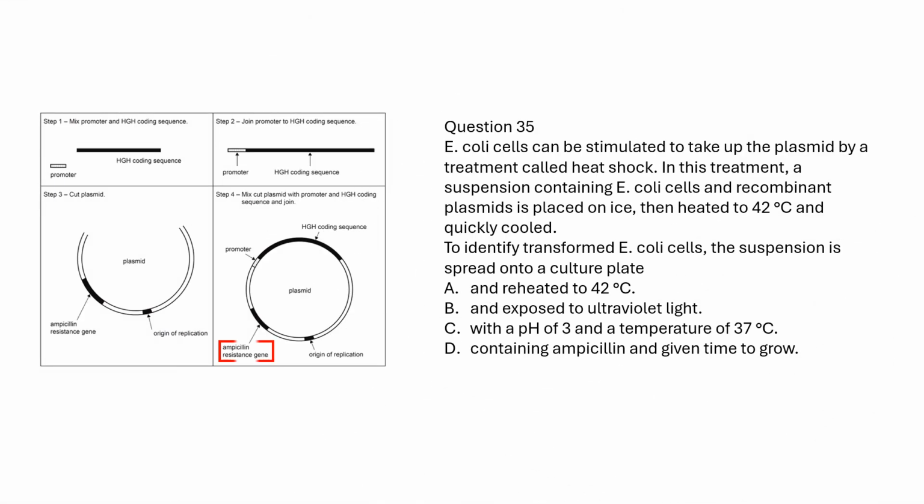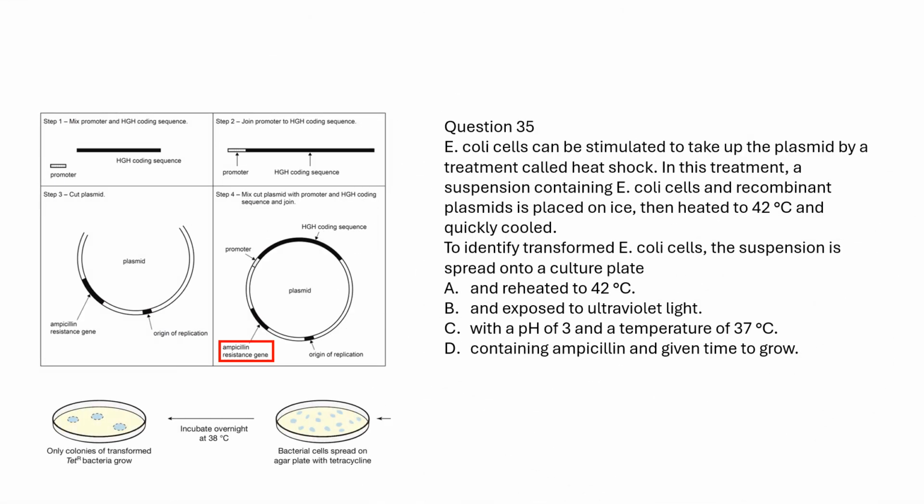Since this plasmid contains an ampicillin resistance gene, the cells taking up these recombinant plasmids should survive in ampicillin plates. So, the suspension should be spread onto an ampicillin plate. The cells taking up recombinant plasmid should grow into clones, and other cells without recombinant plasmid will be killed.